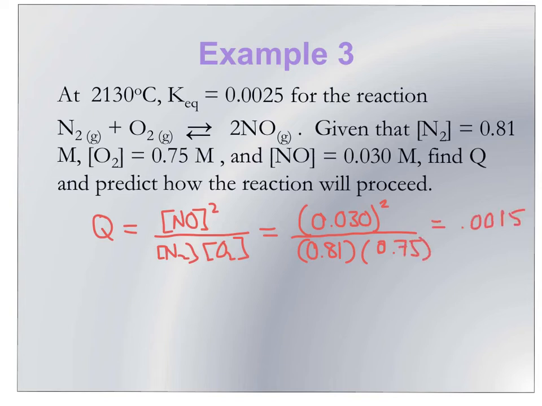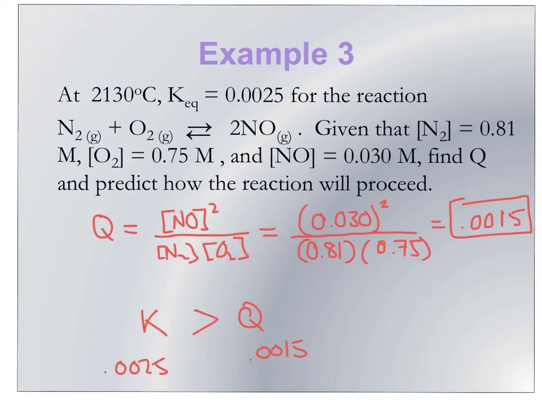When you plug this in your calculator, you get 0.0015 as your answer. So we found Q. The second part of the question asks, predict how the reaction will proceed. So what you do is you compare your Q with your K. Q we said was 0.0015. We just calculated that. K was given to us. It's 0.0025. Which one's bigger?